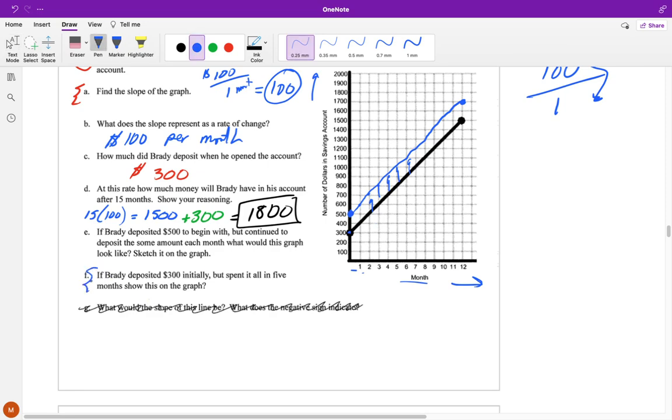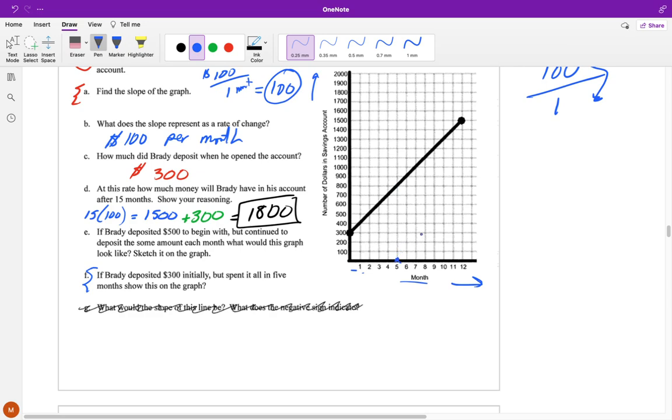And it says if Brady deposited 300 initially, which we know he did based on the graph, but spent it all in 5 months, show this on the graph. So now the difference is that with this black line, it goes to 12 months. Well, now here, he would be spending it all in 5 months.